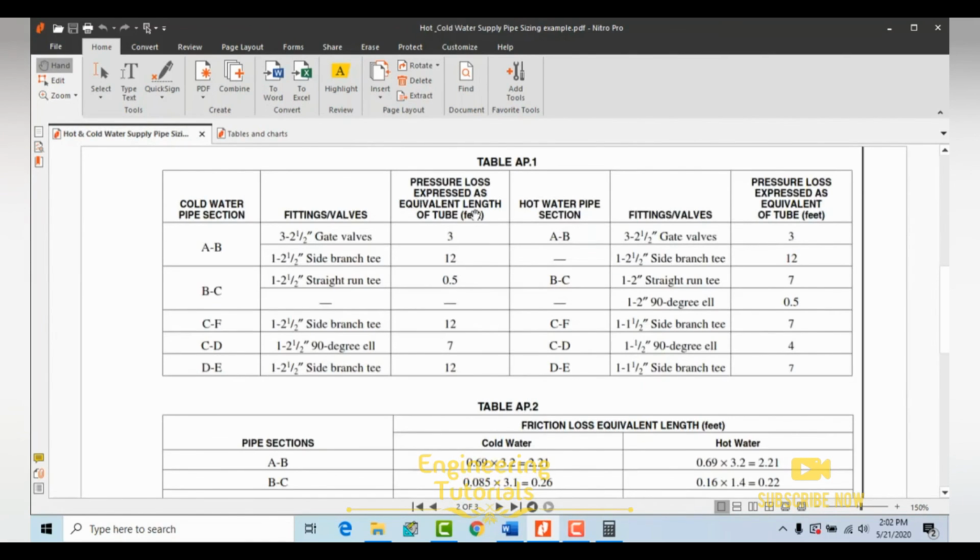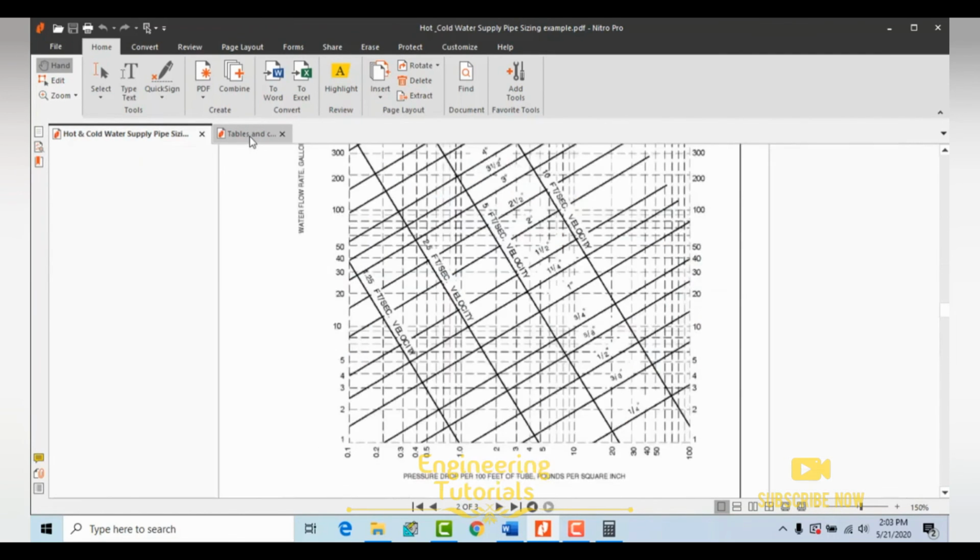So now we have to get the equivalent length in feet of pressure loss for these 2.5 inch gate valves. So move back to our tables and charts. This time I'm going to use the 103.3 table.